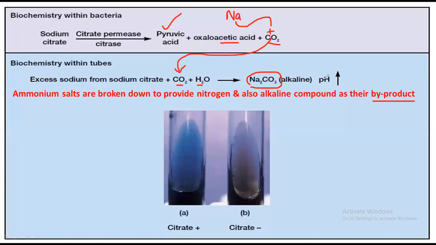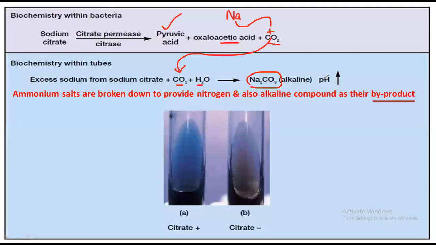Just because of the production of alkaline products, the color changes from green to blue. So we can easily tell that our bacteria is citrate positive. And this was all because of the production of pyruvic acid from the citrate, and this was all because of the citrase enzyme.